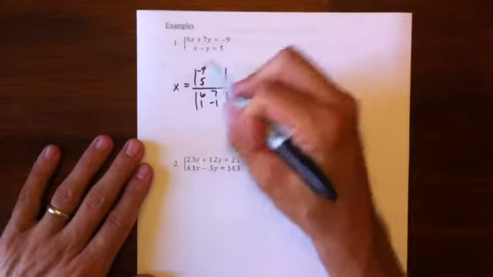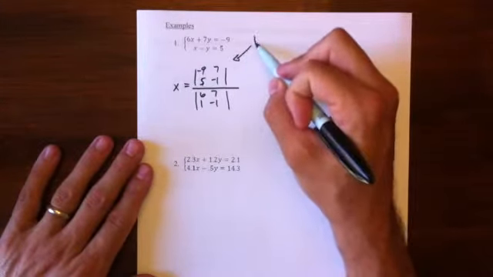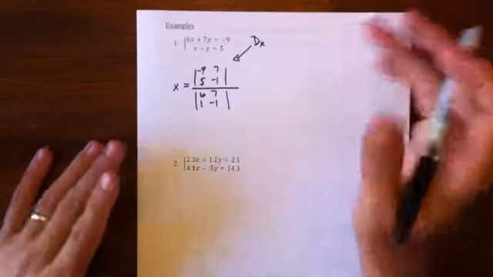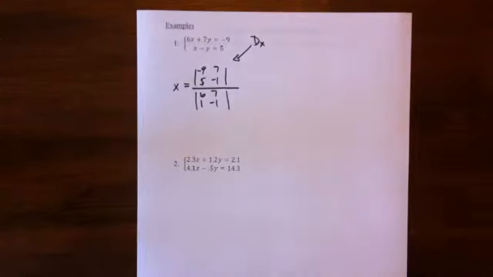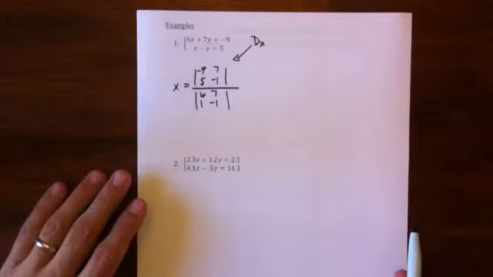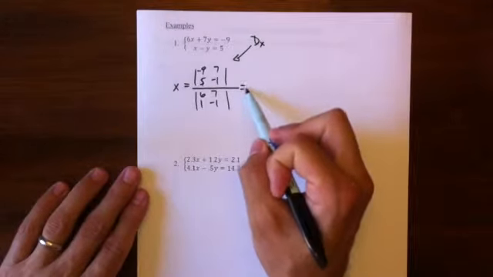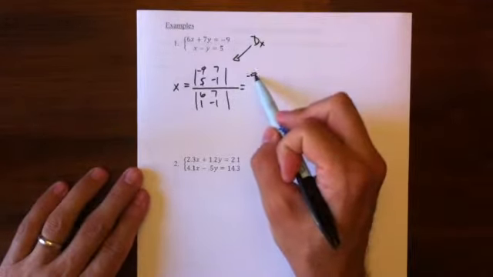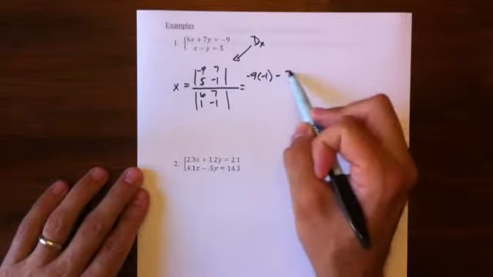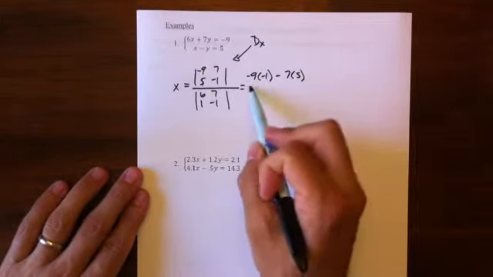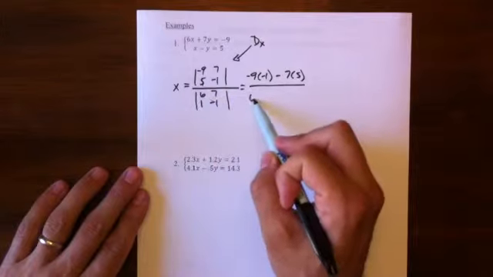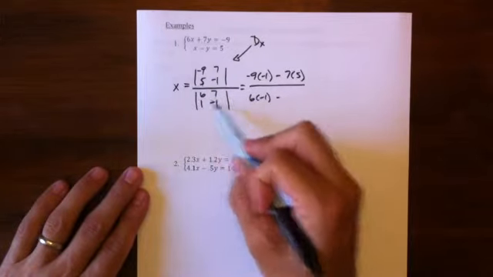This top part of the x is called D of x, or I guess it's called find the determinant of x, if you will. Okay, so let's solve. So I'm going to multiply negative 9 times negative 1 minus 7 times 5. The bottom, 6 times negative 1 minus 7 times 1.